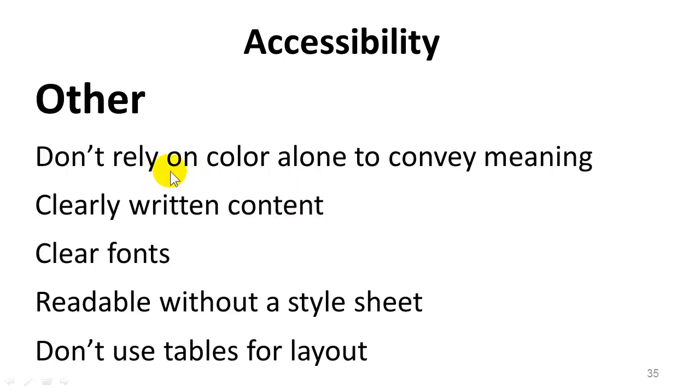Media should be captioned or transcripts provided, and actually YouTube does caption my videos, although I need to go back in and edit them because YouTube sometimes makes mistakes. All right, don't rely on color alone to convey meaning. Meaning should be there without added visual effects. Clearly written content, we've been looking at that. Clear fonts. It should be readable without a style sheet in the event that it doesn't load. And tables should never be used for layout. This is web-based information here.